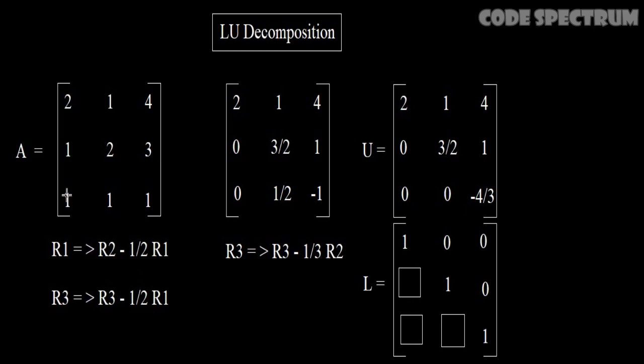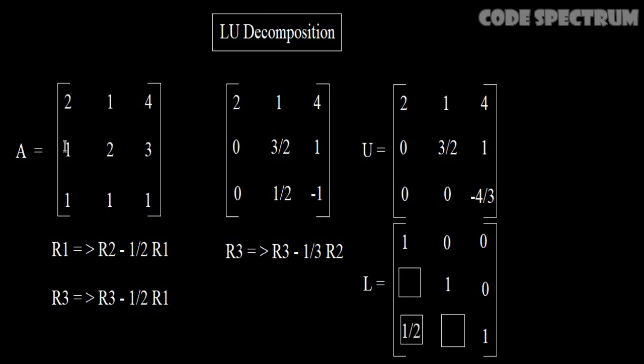As we have created 0 in this place by using this equation, R3 gives R3 minus half R1. That's why this factor is the main factor which is used to have that decomposition. So I'm using this half, and note that we have a minus sign here, so do not take that minus sign, only take this half and place it in this box.